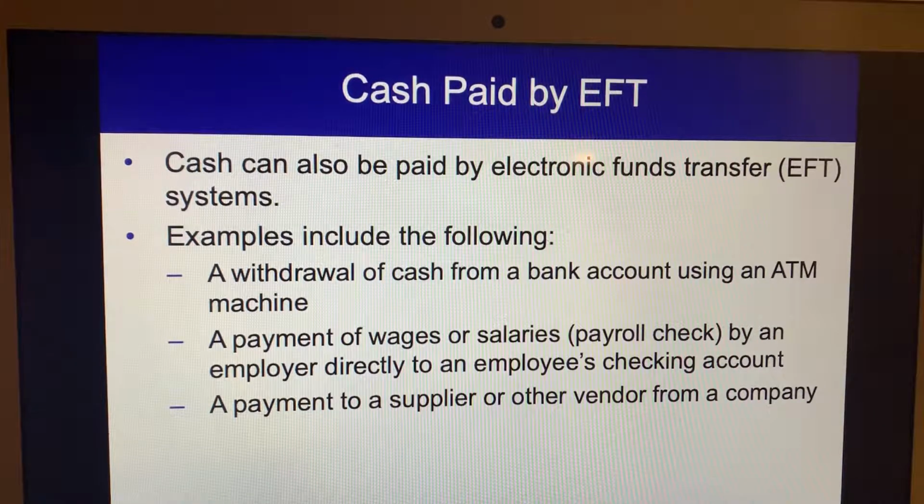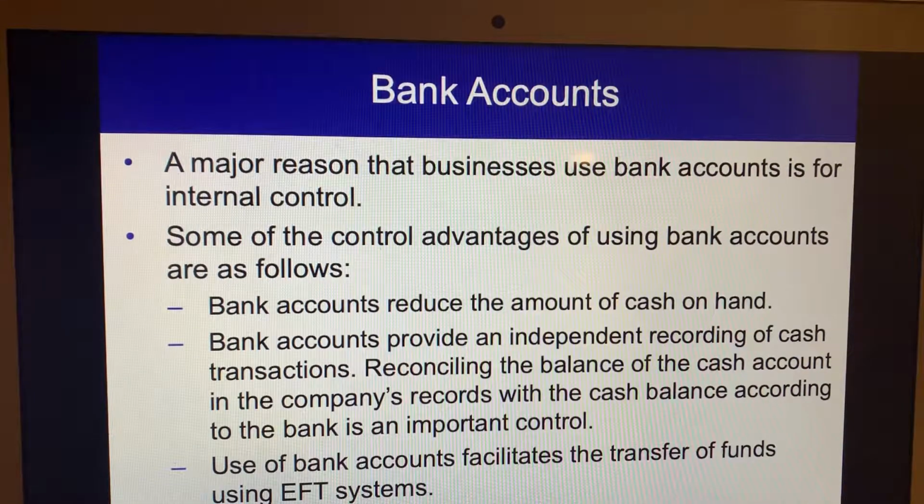Cash paid by EFT. Cash can also be paid by electronic funds transfer. Examples include the following: a withdrawal of cash from a bank account using an ATM machine, a payment of wages or salaries, payroll check by an employer directly to an employee's checking account, a payment to a supplier or other vendor from a company. Bank accounts, again, a major reason that businesses use bank accounts is for internal controls.